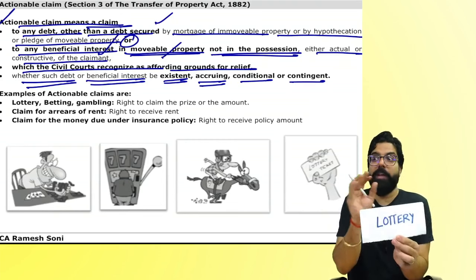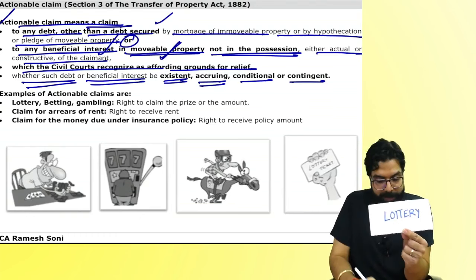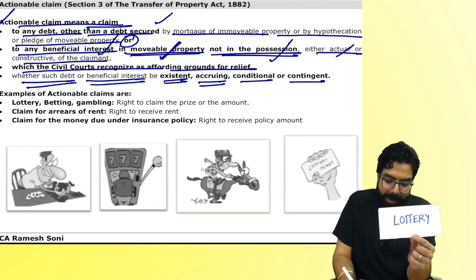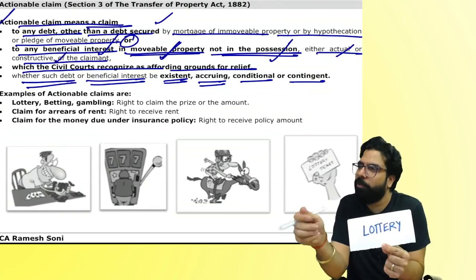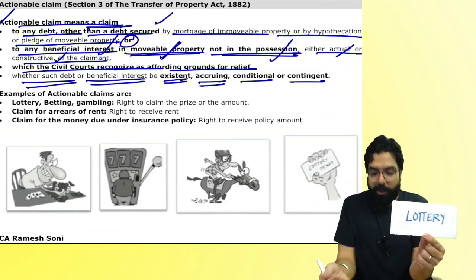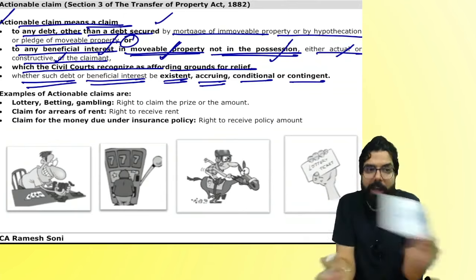Beneficial interest, for an example, the lottery prize is a car. Is it a movable property? Is it in my possession? Not in my possession. Either actual or constructive, means I don't have the keys also or I don't have the car also with me. Actual means car. Constructive means if I have the keys also it is in my possession, but I don't have the car.